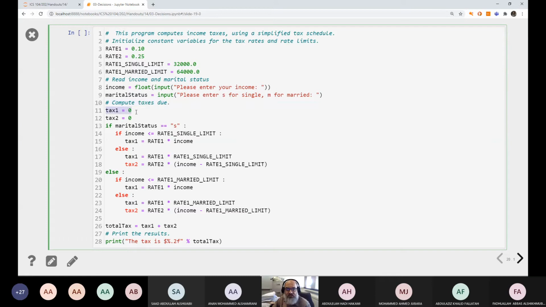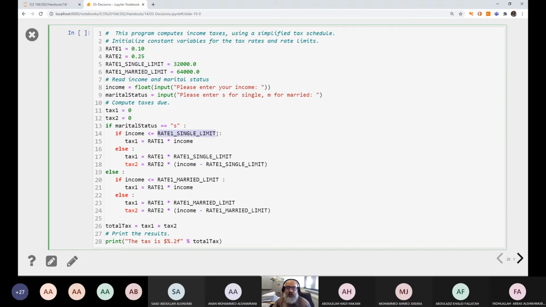So it says here, tax 1 equals 0, tax 2 equals 0. We initialize the taxes. And then if the marital status is equal to S, which means the person is single, then you need to check the income with respect to what they call rate 1 single limit, right?